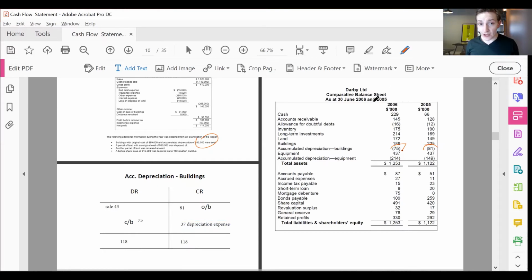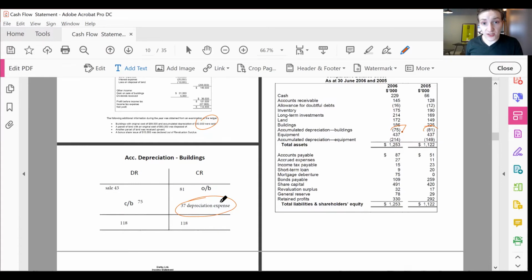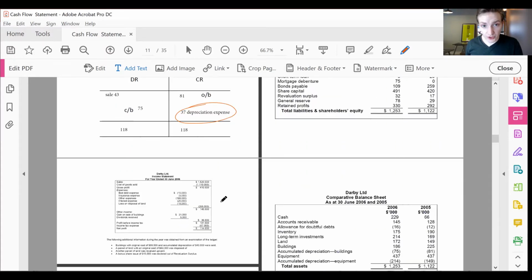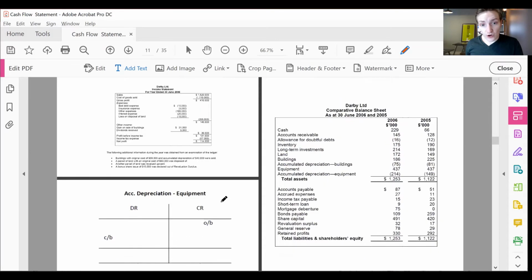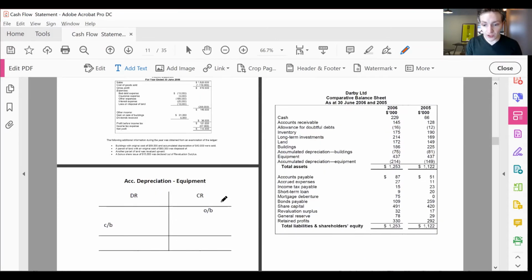Now, notably, none of these are actually cash flows, but this depreciation expense is going to be relevant later on. We can next look at the depreciation in relation to equipment. For our equipment here, we have an opening balance of 149 and a closing balance of 214. So we're going to need to put that into our T account.